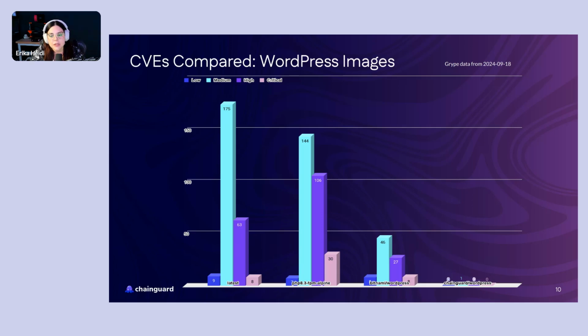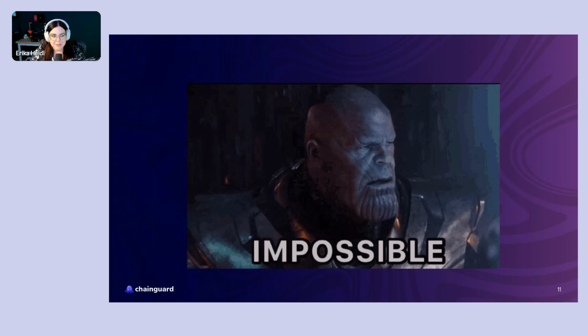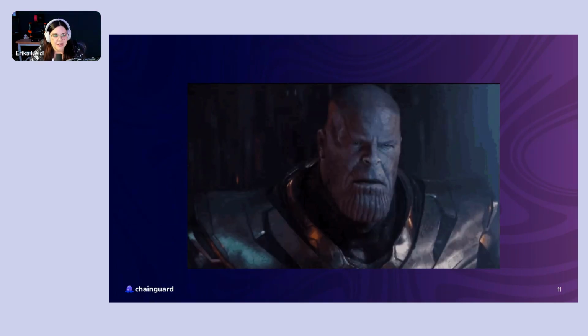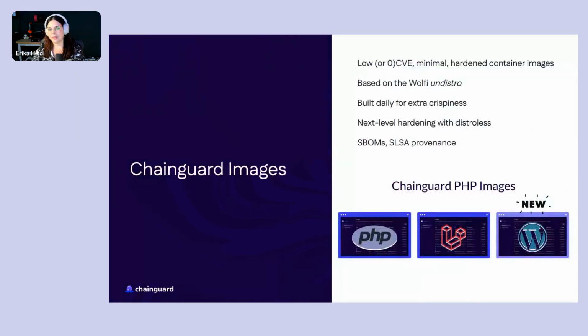And then you come to the Chainguard WordPress image, and there is 1 medium CVE. Well, you might think that's impossible. How is that possible at all? Well, we'll see in a moment. I will explain what Chainguard images are, how they are different, and so on. So let's start with an overview.